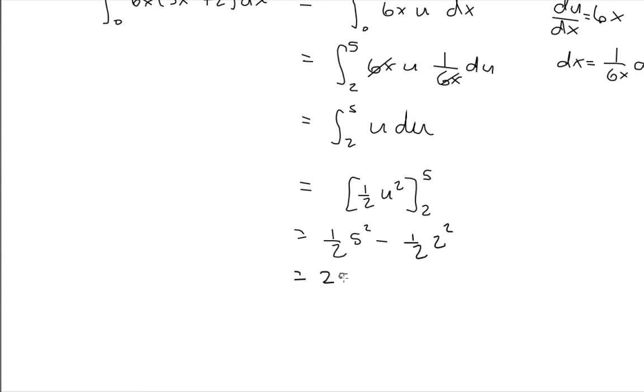This becomes 25 over 2, because 5 squared is 25, minus 2 squared is 4, and 4 divided by 2 is just 2. Of course, that ends up being 4 over 2, so the final answer, after I take care of all the fractions, is 21 over 2.